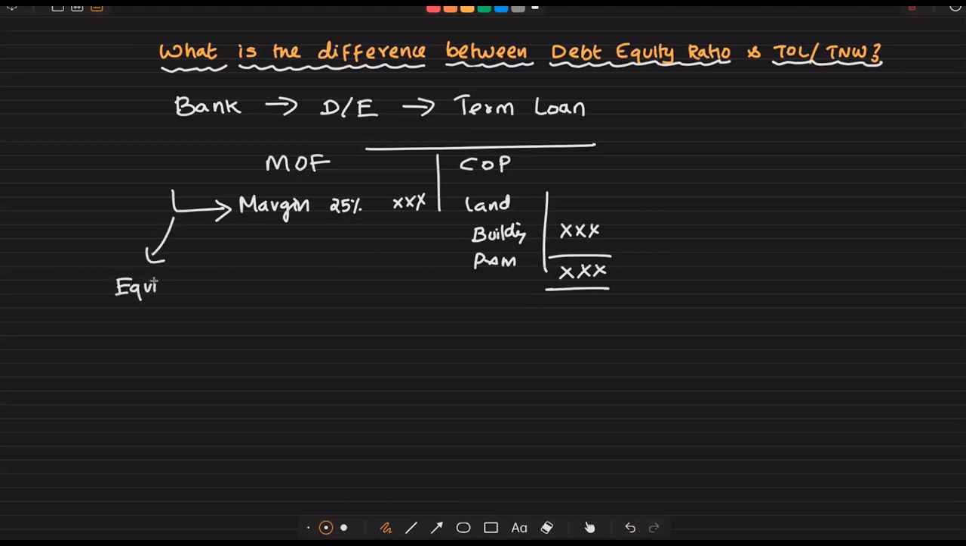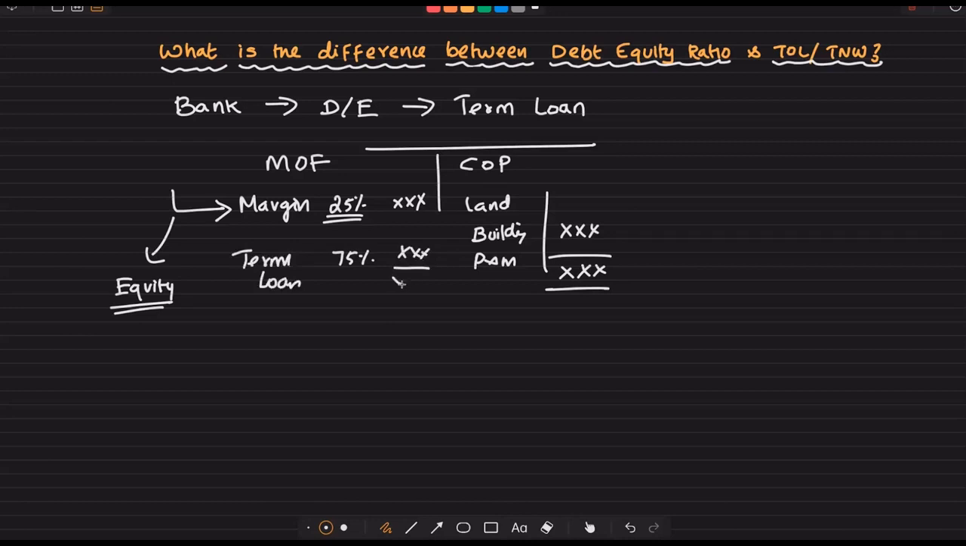So this is another dimension of debt equity, but this is very specific to banks for their term loan purposes. If they are bringing in 25%, then obviously the remaining 75% they'll be approaching for a loan, right? So 25% from their pocket means the remaining 75% is, let's say, the term loan.